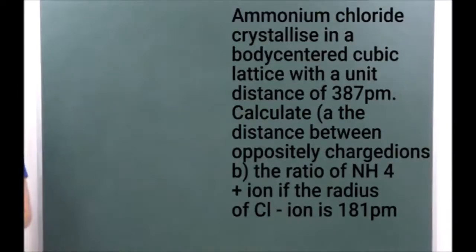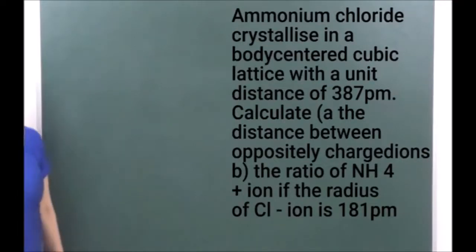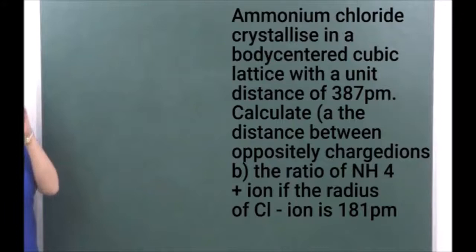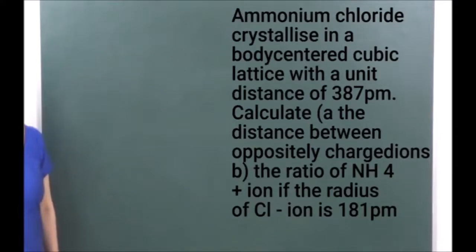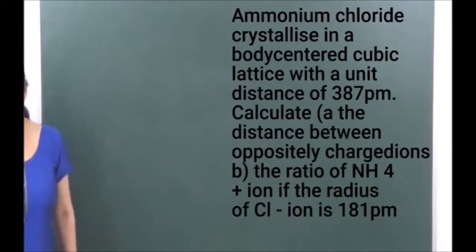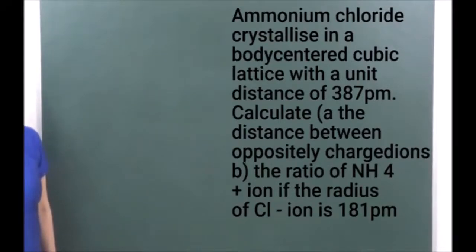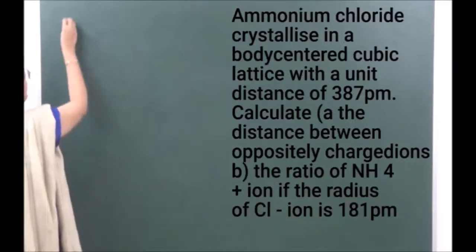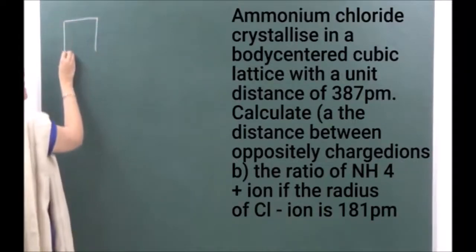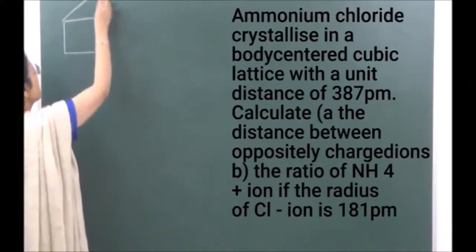First question. The question is, ammonium chloride crystallizes in a body-centered cubic lattice with a unit distance of 387 picometers. Calculate A, the distance between oppositely charged ions in the lattice, and B, the radius of NH4 positive ion if the radius of Cl negative ion is 181 picometer. So this is your question. Now the arrangement is in a body-centered cubic lattice. If you remember, in body-centered cubic lattice, the ions are present along the cross diagonal.